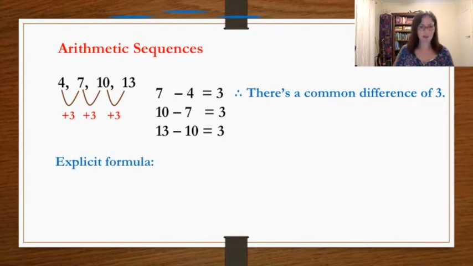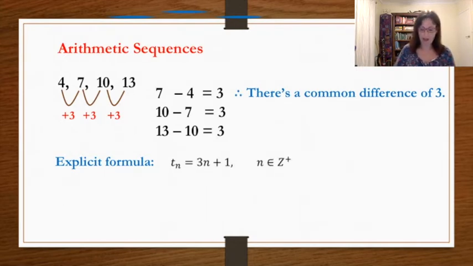So to write this as a formula, we use this formula here. We'll explain it more in a little bit. That for the nth term, it's 3 times n add 1. We'll go on to explain this in a little bit more detail.